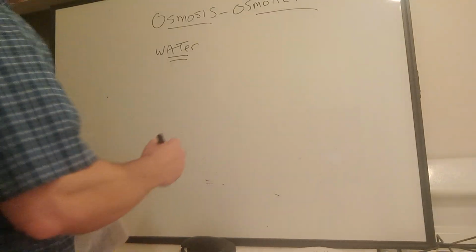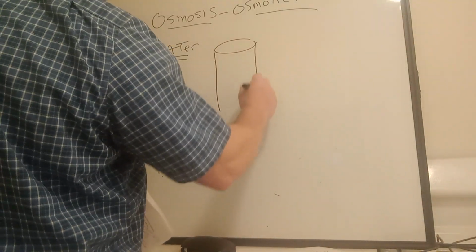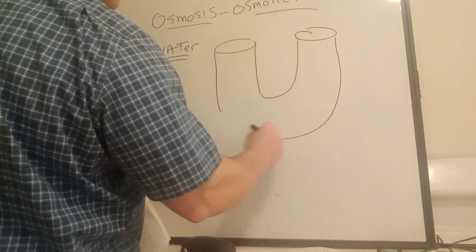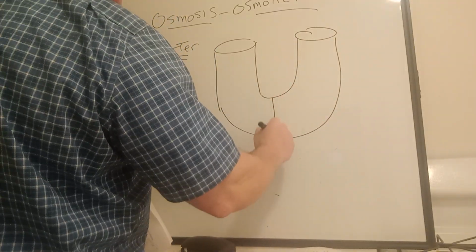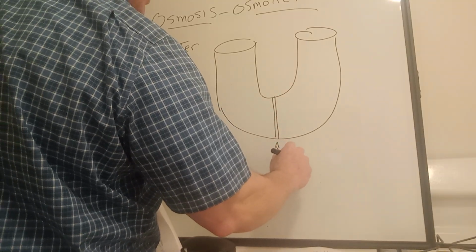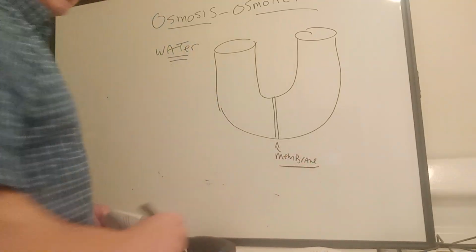So the idea is this. Let me draw a system that's like a U-tube. And it has a membrane here. This could be a model for a biological cell.